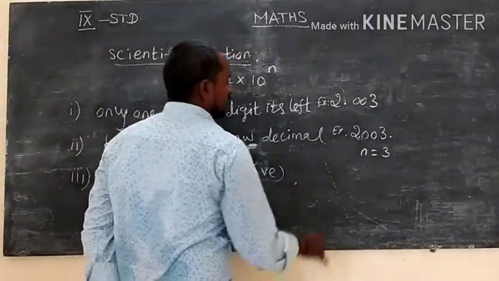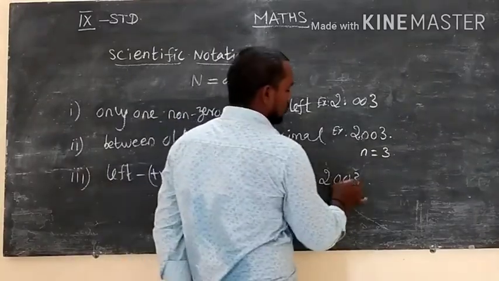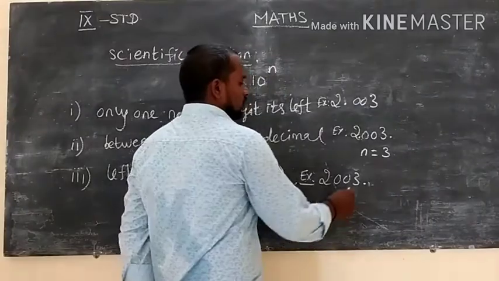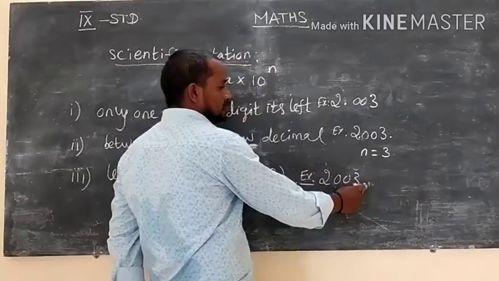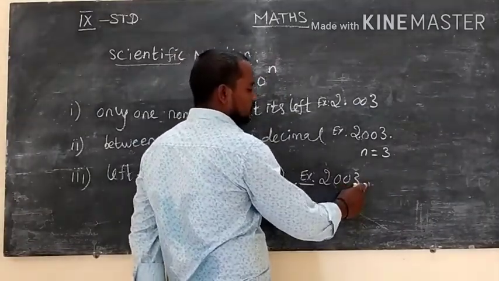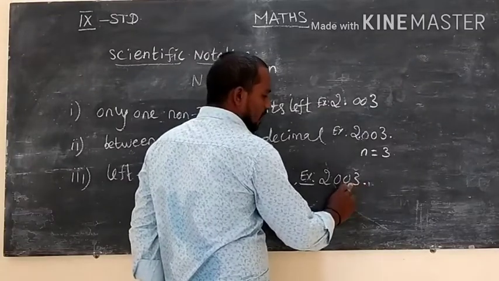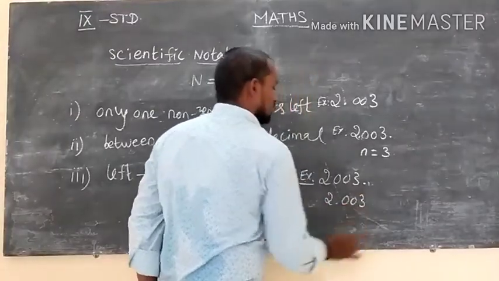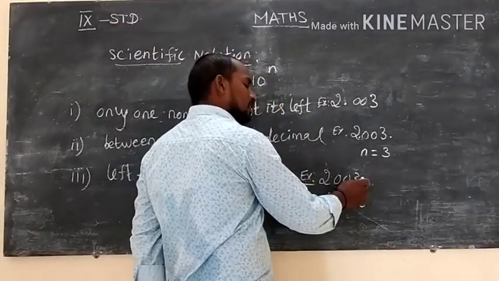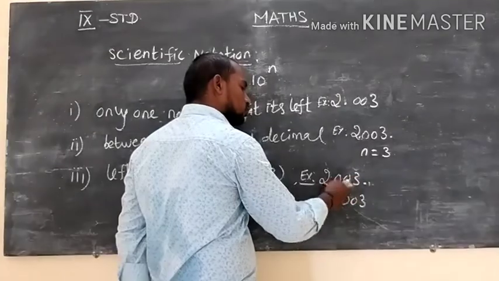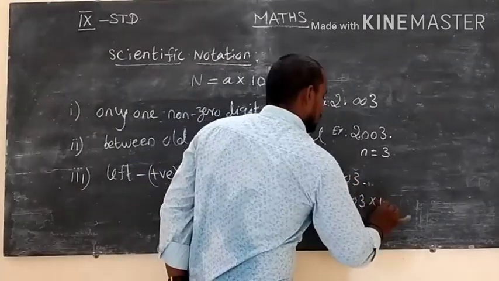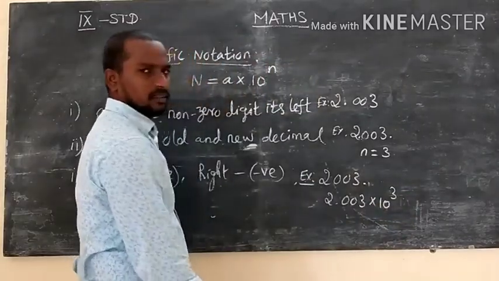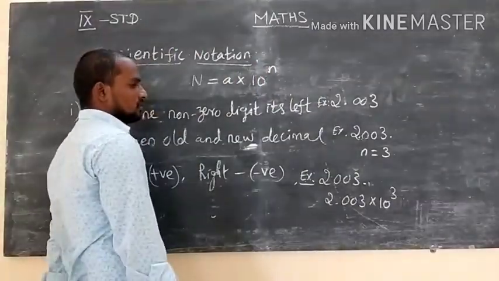The example is the same number 2003. The decimal is on the right side, so making the shift 1, 2, 3 gives 2.003. Shifting right to left, 1, 2, 3, we get 10 power positive 3. These are positive exponents.